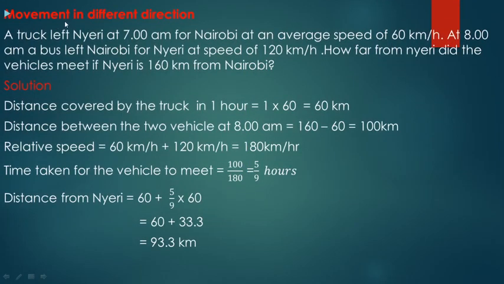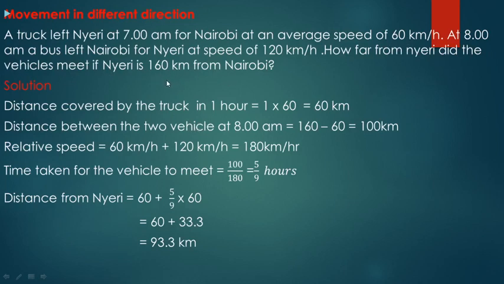Now, if the vehicles are moving in different directions, for example, a truck left Nyeri at 7 a.m. for Nairobi at an average speed of 60 kilometers per hour. At 8 a.m., a bus left Nairobi for Nyeri at a speed of 120 kilometers per hour. Remember, the bus is moving faster than the truck, and that's why it started later. Then they might meet somewhere. How far from Nyeri did the vehicles meet? If Nyeri is 160 kilometers from Nairobi, the distance from Nyeri to Nairobi, you are told, is 160 kilometers.